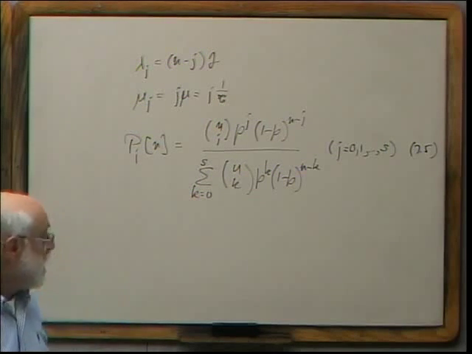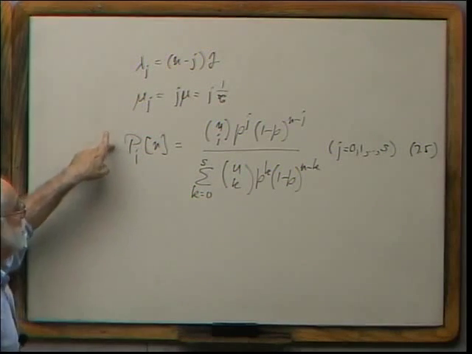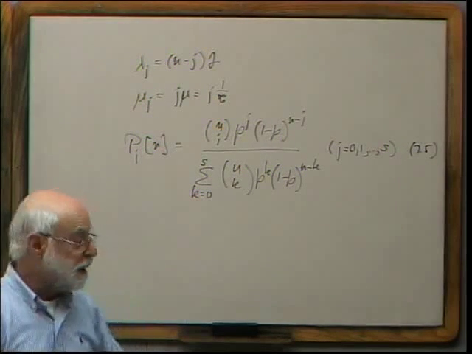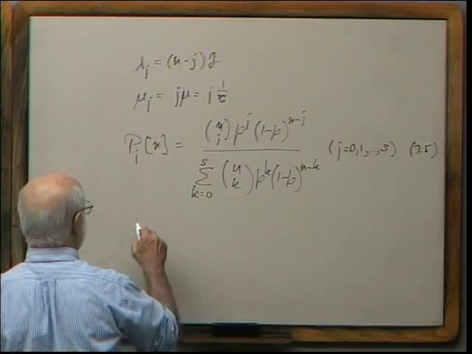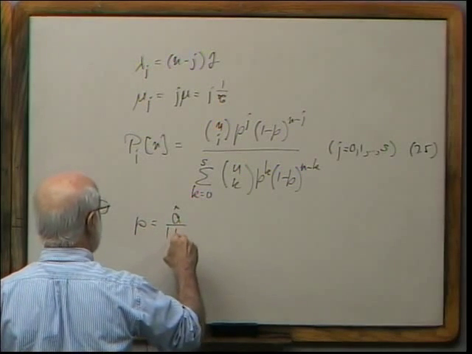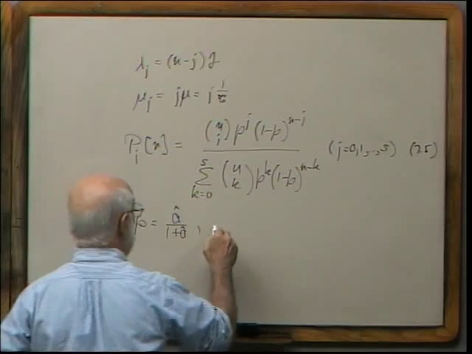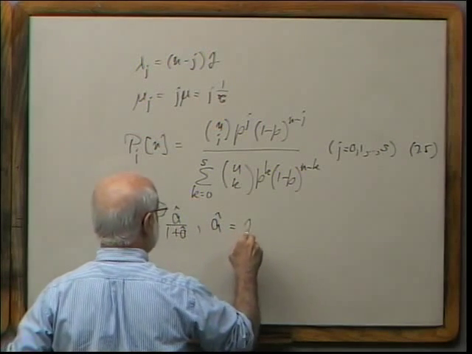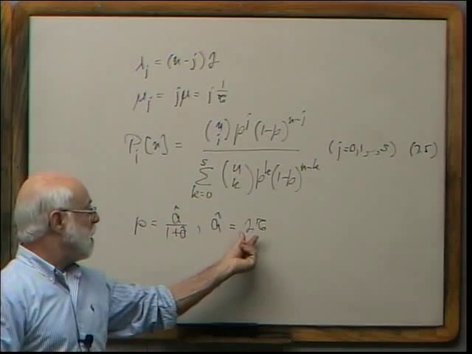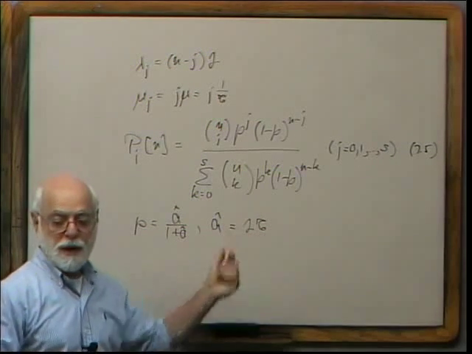Well, you want to be able to calculate this formula right here, which means you have to calculate the p, the little p, which is equal to a hat over 1 plus a hat, where a hat is the offered load per idle source. Gamma, remember, and tau are the primary parameters.